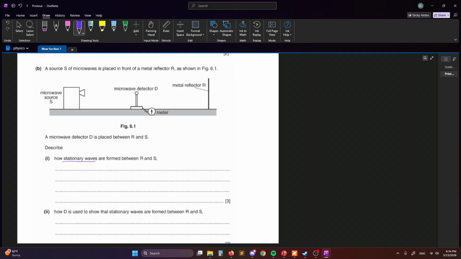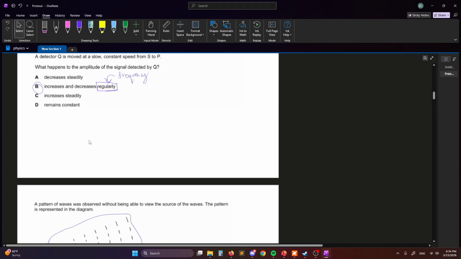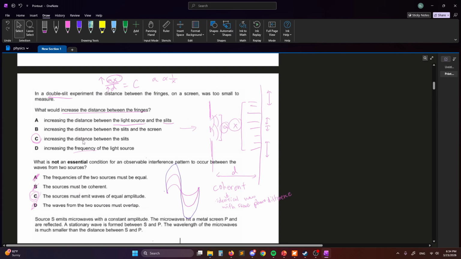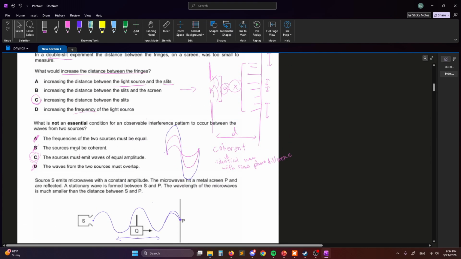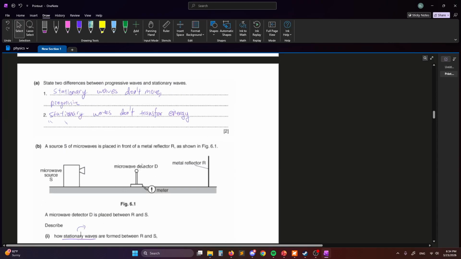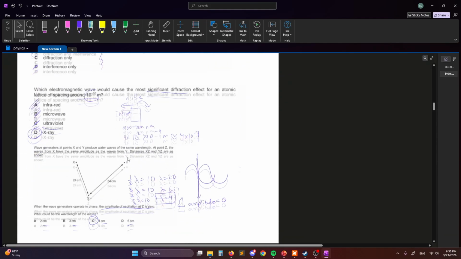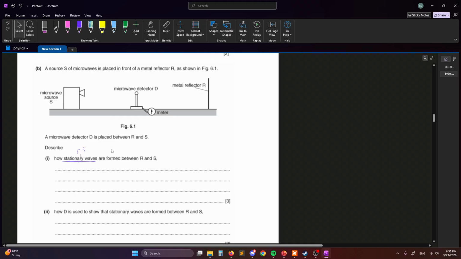So stationary waves, remember from our previous question, this is also a testing strategy that I do. I know that we already went over this area, an observable interference pattern. And technically we are observing because we have our detector right here, right? So let's just look back here for a refresher. We need to know that the sources are coherent, frequencies are the same, and they must overlap. Well, they all satisfy this condition, right?